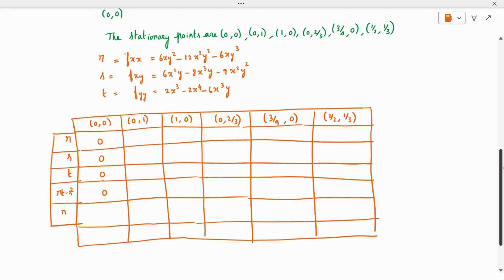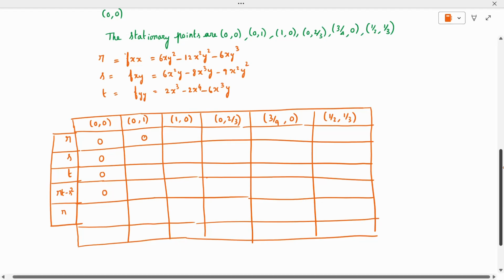0 comma 1, I have to substitute. X is 0 only, y is 1. X 0, y 1, so you have to check it. In this also I will be getting all 0 only, because it is in combination of x and y. Only in this T you may get something, in this I will check. X is 0, so you will get 0. Only the y equation remains. So in this also I am getting RT minus S squared as 0. 1 comma 0 also you will be getting 0 only. All the 4 cases, yes.